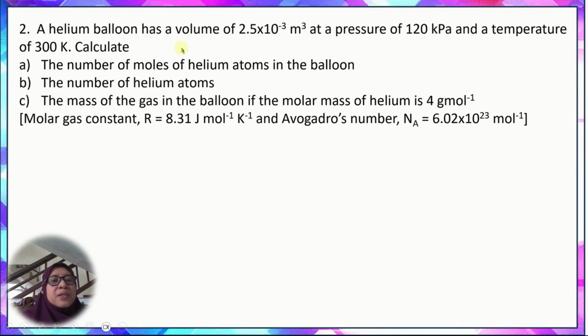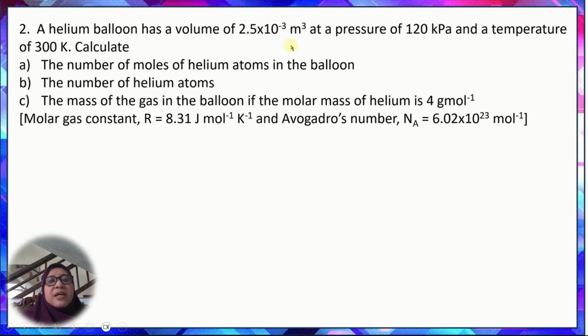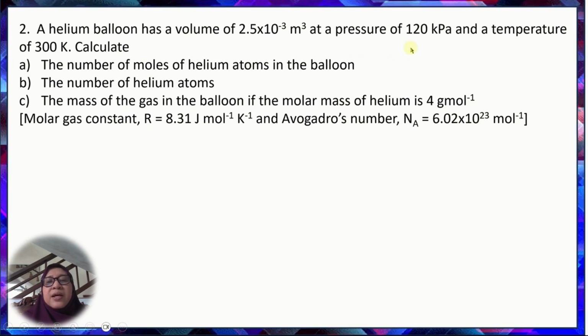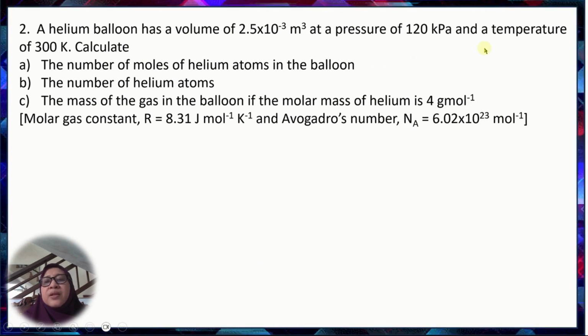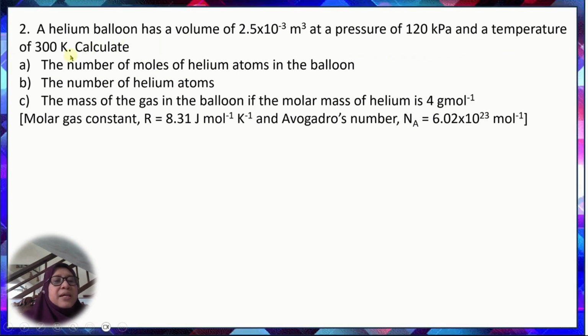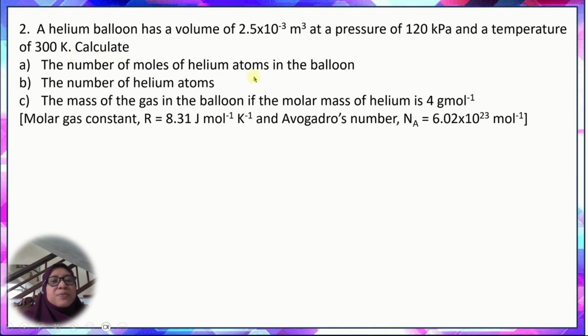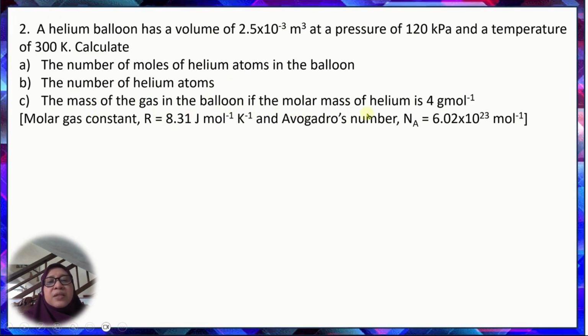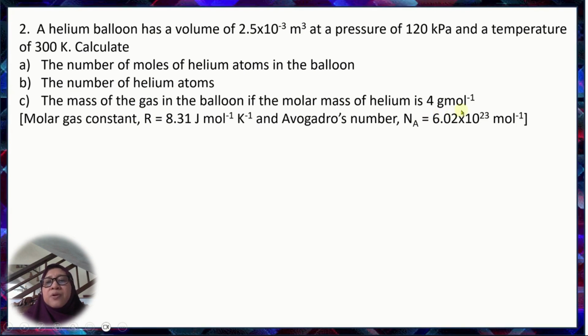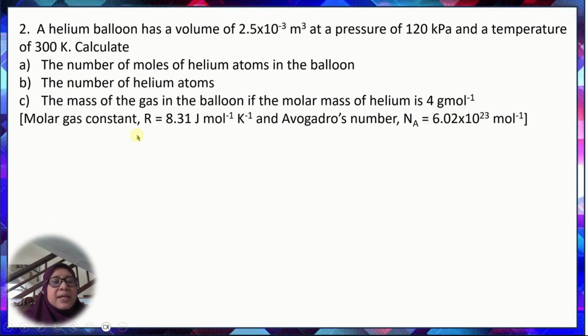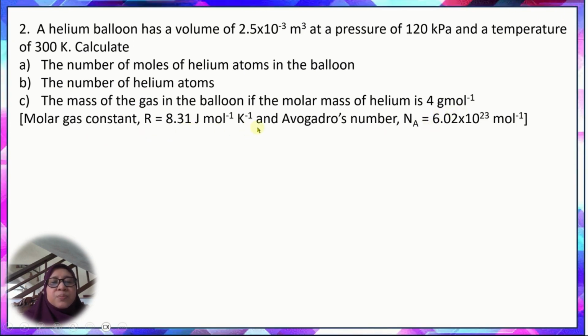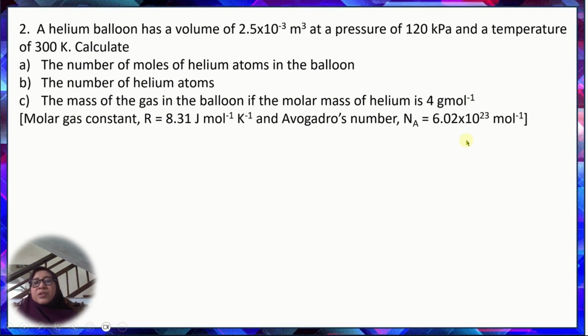Next we are going to do question 2. A helium balloon has a volume of 2.5 times 10 to the power of negative 3 meter cube at a pressure of 120 kilopascal and a temperature of 300 Kelvin. Calculate the number of moles of helium atoms in the balloon, the number of helium atoms, and the mass of the gas in the balloon if the molar mass of helium is 4 gram per mole. The molar gas constant R is 8.31 joule per mole per Kelvin and the Avogadro number is 6.02 times 10 to the power of 23 per mole.